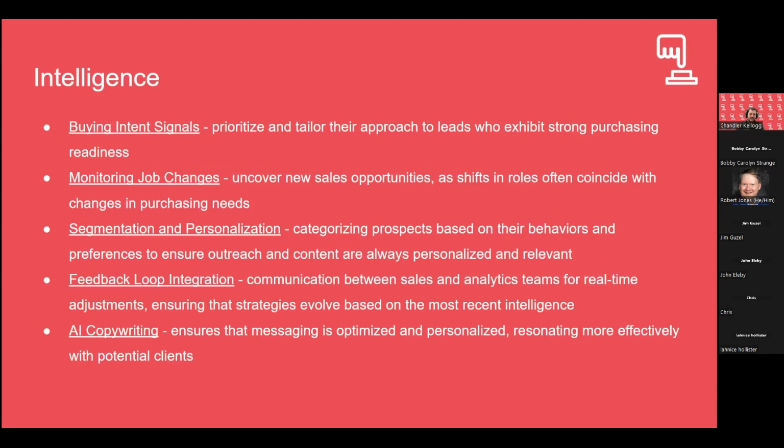Intelligence. So these are things that you are looking for while you're doing this outreach, and there are tools that can give you a lot of these things, or help you create them internally. So buying intent signals: prioritizing and tailoring your approach to leads who exhibit strong purchasing readiness. There are a lot of different ways to do this. A lot of tools, with the advent of AI, have built a lot of different signals. So for example, if you're a company that is potentially looking for, say, CRM software, and you've engaged with 5 or 6 of HubSpot's ads, that's something that could be a buying intent signal.